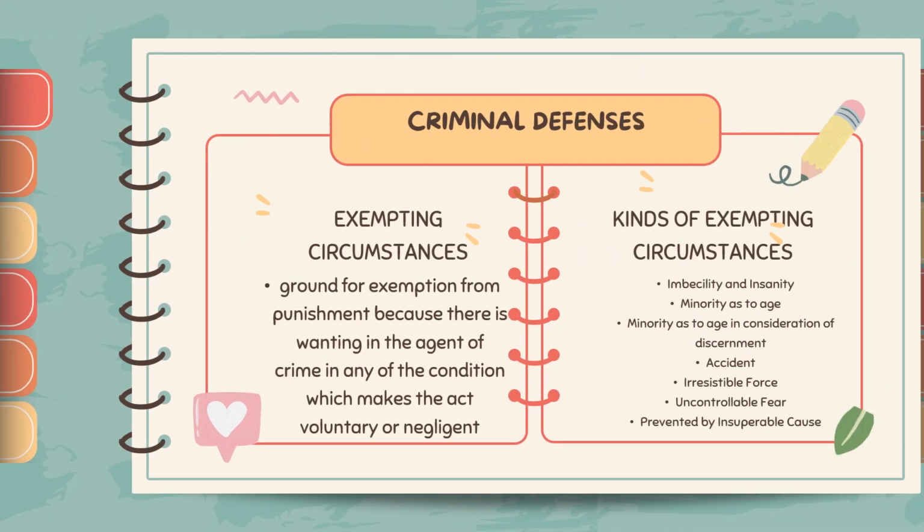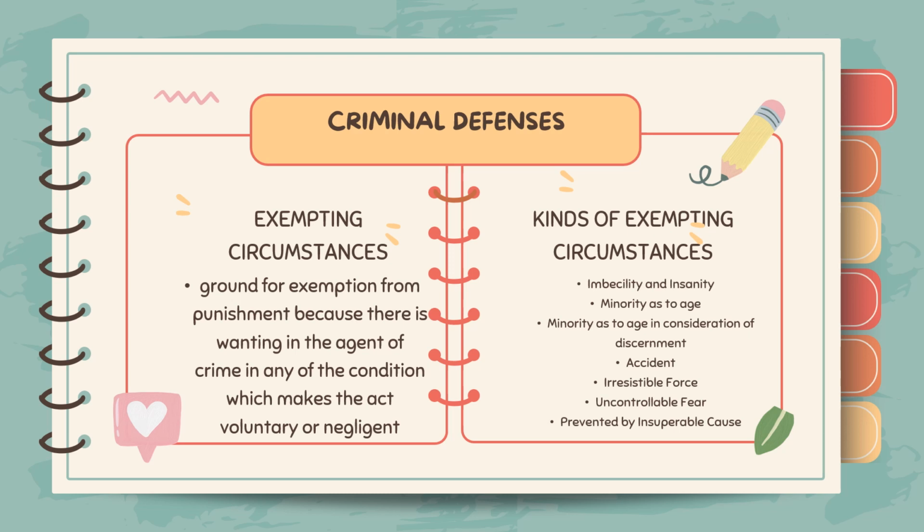Then we have criminal defenses. We have exempting circumstance, of course. It is a ground for exemption from punishment, for the reason that there is one thing in the agent of the crime, a condition which makes the act involuntary or negligent. So these are the kinds of exempting circumstances wherein this is a ground for exemption from punishment.